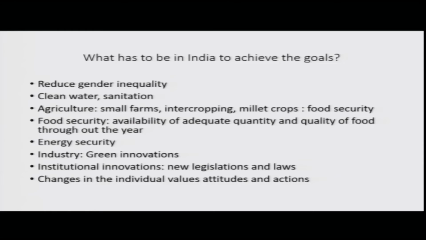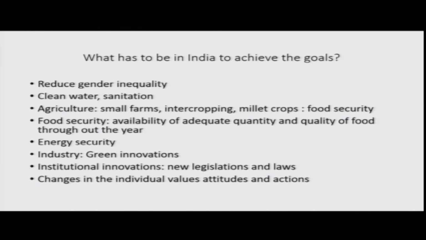So, what has to be done in India to achieve these SDGs? We said first of all we should reduce gender inequality, which of course we made some progress, but that is not enough. We should try and provide clean water and sanitation to our communities in both small towns, big towns and cities. We should really encourage small farmers. We should encourage intercropping. We should encourage cultivation of millet crops which will provide food security to people. Food security means availability of adequate quantity and quality of food throughout the year.